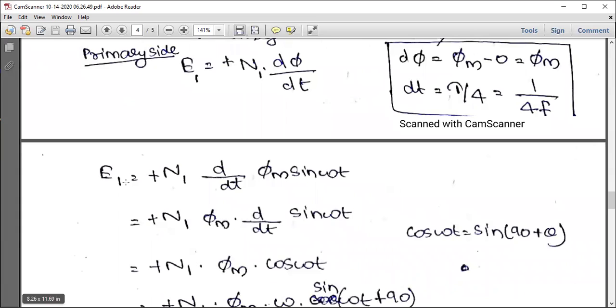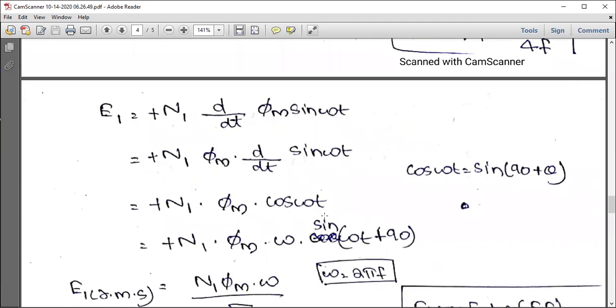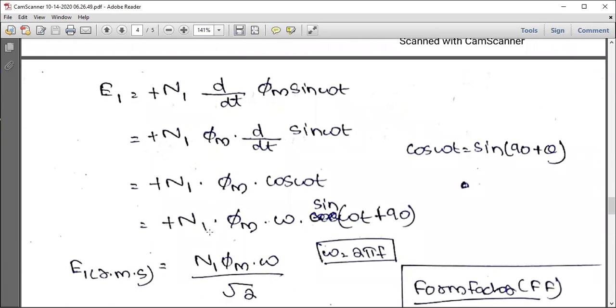Now, according to Lenz's law, E1 is equal to N1 into d by dt of φm sin ωt. So φ is substituted as φm sin ωt. So N1 into φm into d by dt of sin ωt, which gives N1 into φm into cos ωt, and d by dt of sin ωt gives an additional ω, so it will be N1 into φm into ω into cos ωt.